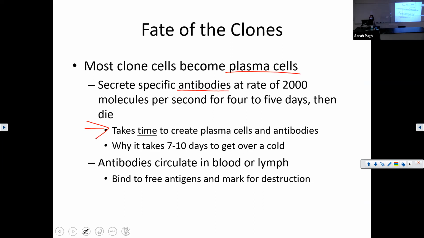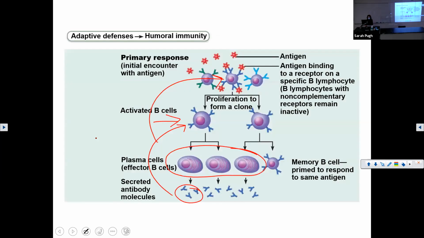Now, those antibodies are going to circulate in your body's humors: your blood, your lymphatic fluid, your tissue fluid, breast milk. Antibodies will circulate through all of that fluid, and they're going to bind to any free-floating foreign antigen and flag it for destruction. They basically inactivate it and flag it so that a macrophage or another cell can gobble it up.